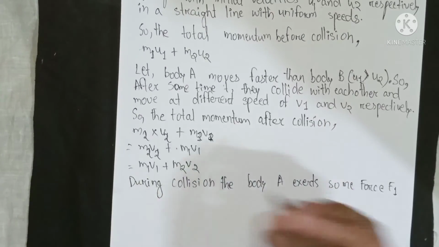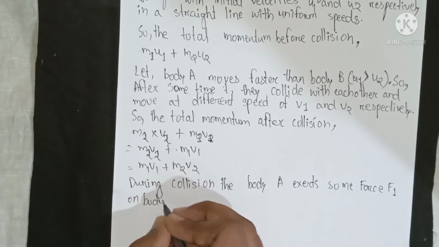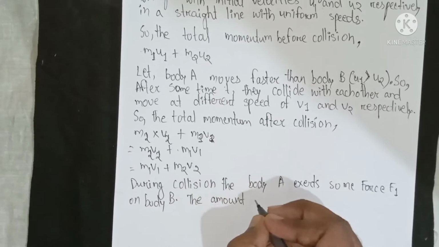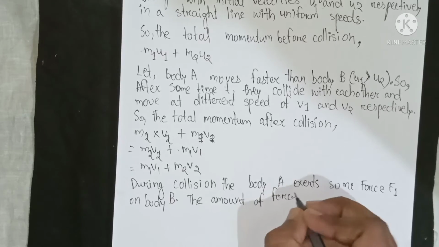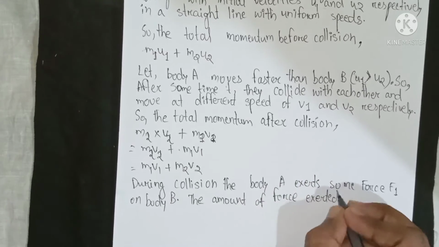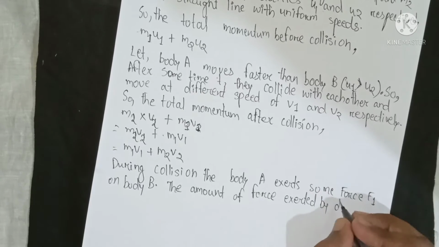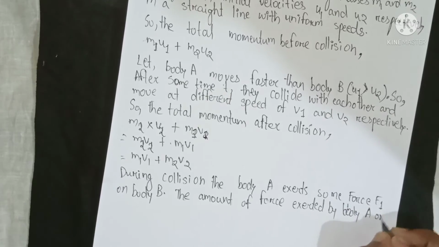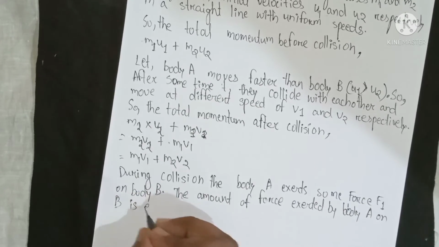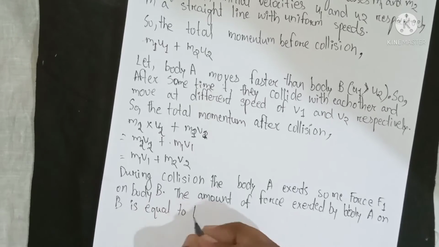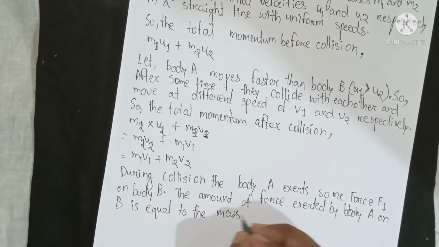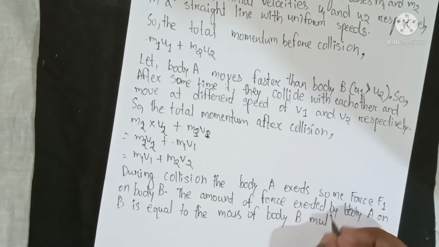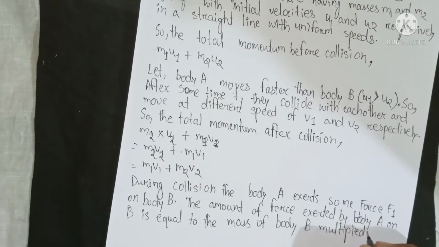So you have to write that the force exerted by body A on B is equal to the mass of body B multiplied by its acceleration.